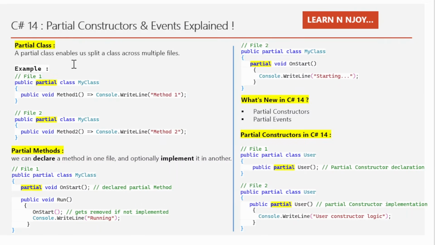Let's start with the basics. What's a partial class? A partial class enables us to split a class across multiple files. This is super useful when we are working in a large team. Okay, let's understand with the help of examples shown over here.